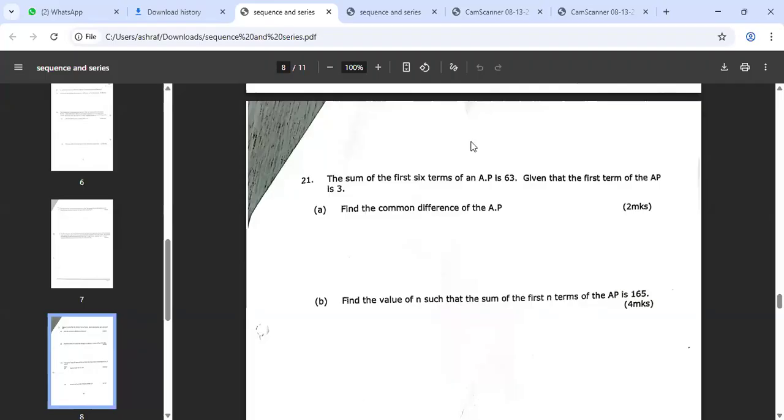Let's work it out and share the answers. Yes, Larry. The common difference is 3. Good, that is correct.